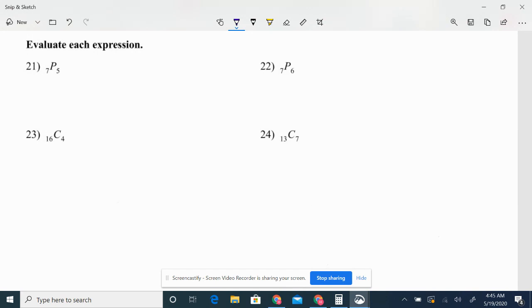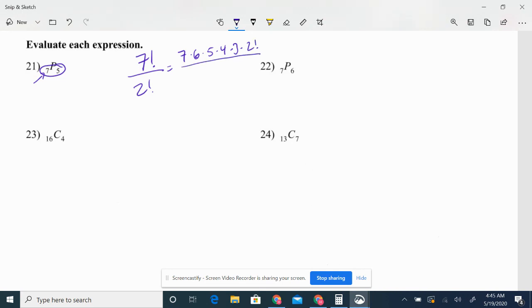Now permutations, I'm going to say 7 factorial over 2 factorial. You see where I get my 7 from, and the 2 because I subtracted 7 minus 5. Remember, what does 7 factorial mean? Starting at 7, multiplying by every number going down to 1. So 7 times 6 times 5 times 4 times 3 times 2. I'm going to call this 2 factorial.